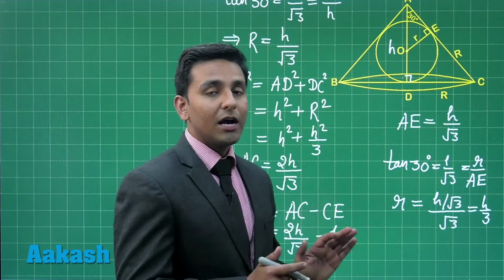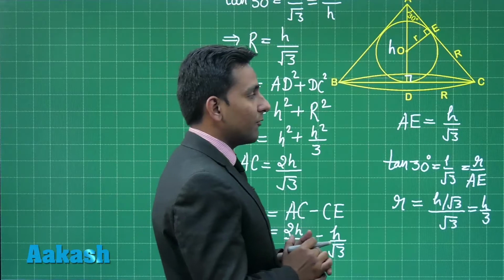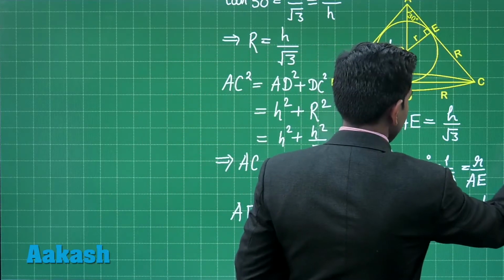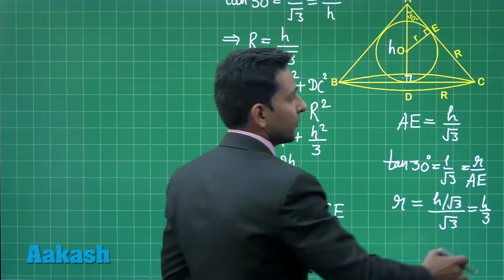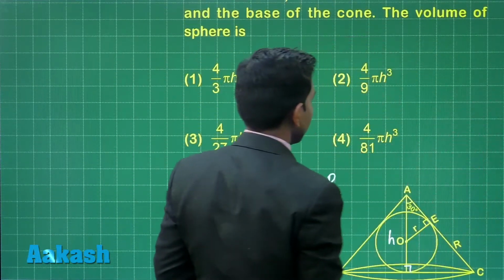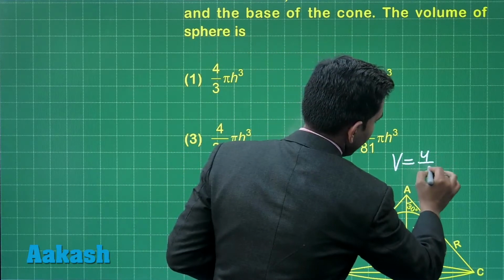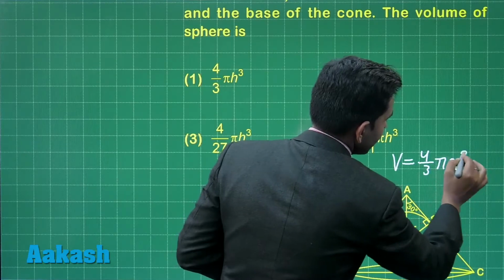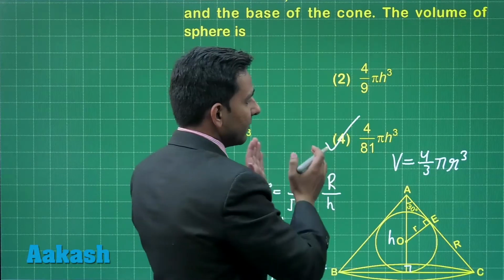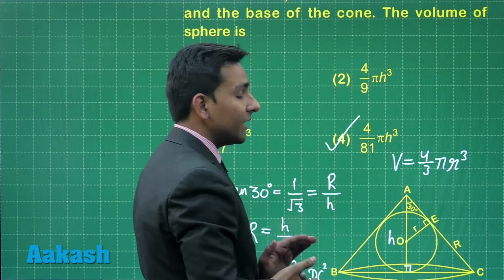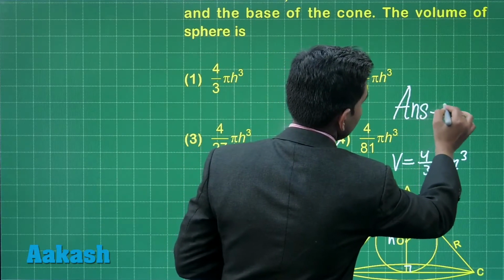Now students, here we have to calculate the volume of the given sphere. So what is the volume of a sphere? 4 by 3 pi r cube. So when we put the value of r in the formula 4 by 3 pi r cube, we'll get the fourth option is the correct answer. That means the volume will be equal to 4 by 3 pi r cube, and r is equal to h by 3. When we place the value of r here, then we'll get the volume as 4 upon 81 pi h cube. So option 4 is correct here. Now the answer for this question is option number 4.